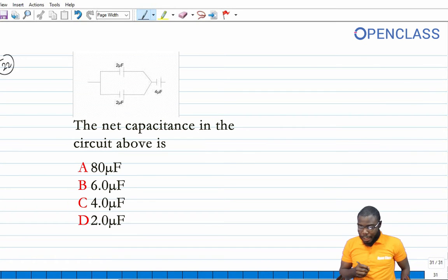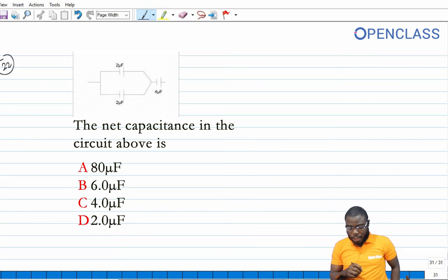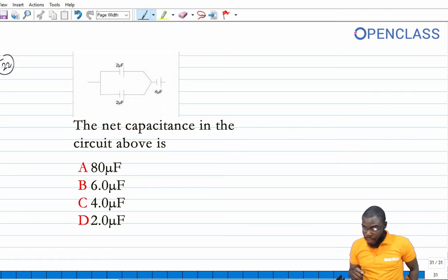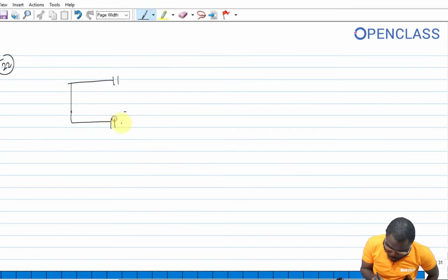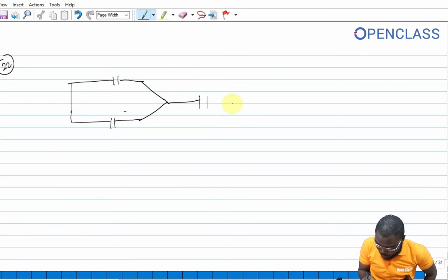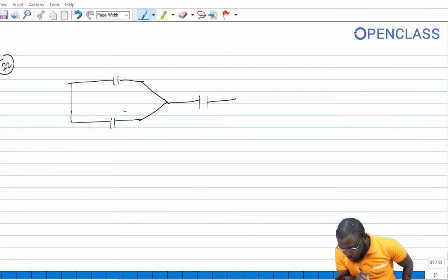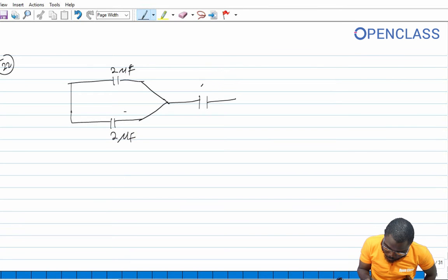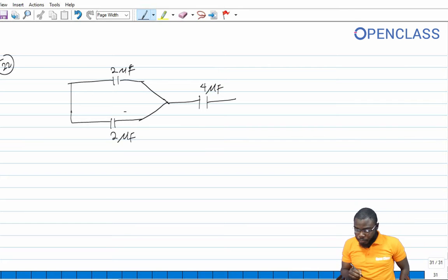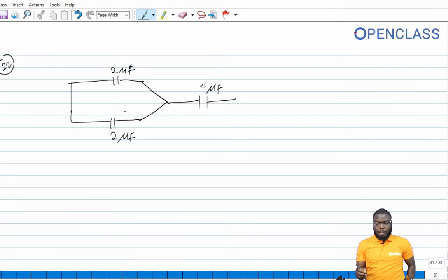We're given a diagram and it says the net capacitance in the circuit above is what? So the circuit given looks like this. We have a capacitor, and then we have another one like this. Both of them come together and then join up with another capacitor like this. So this one is 2 microfarad, this one is 2 microfarad, and then this one is 4 microfarad. Okay, so this is the circuit that we got.